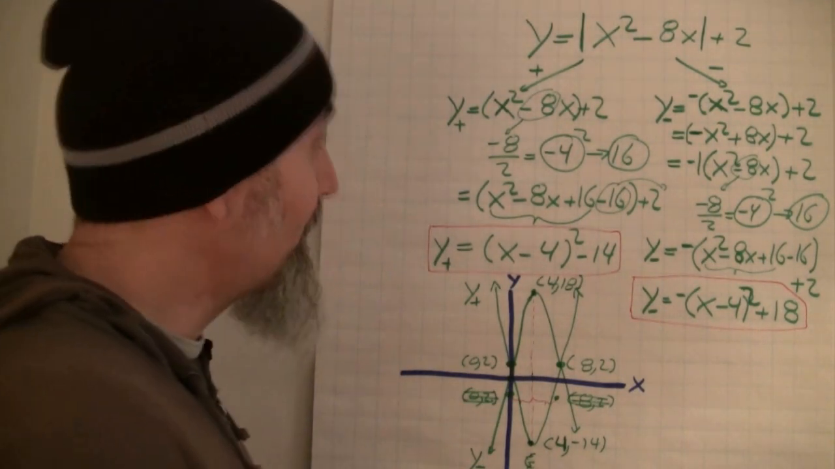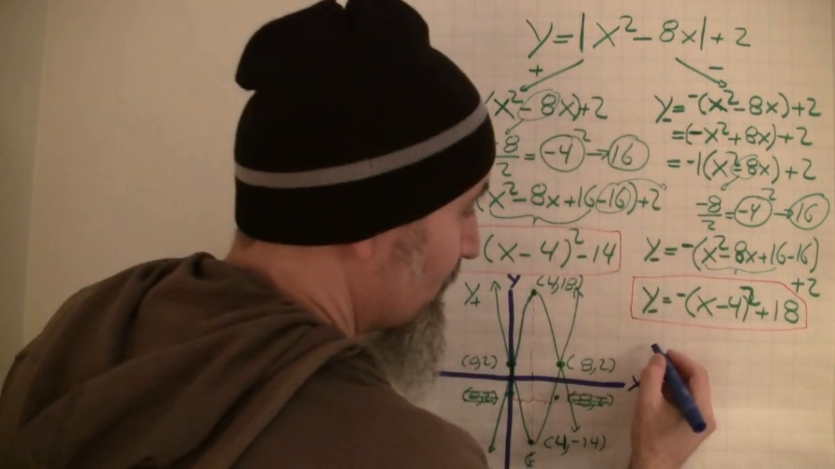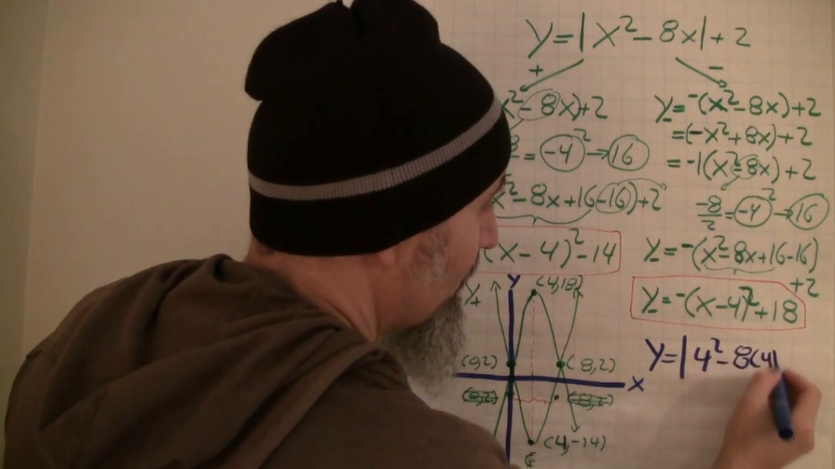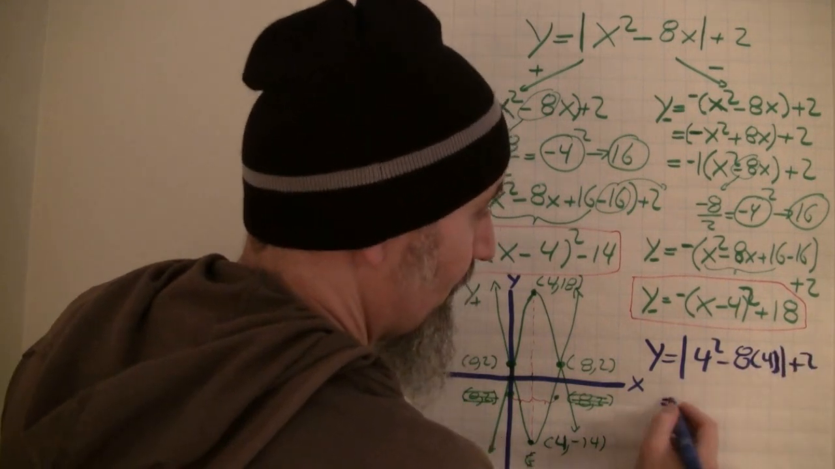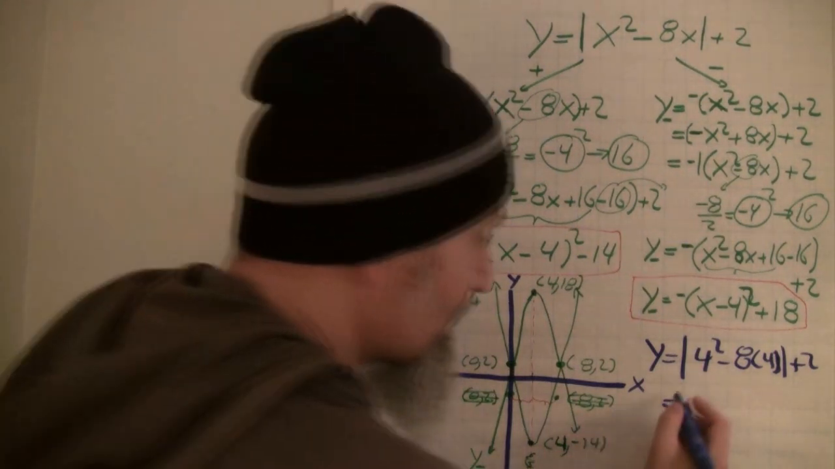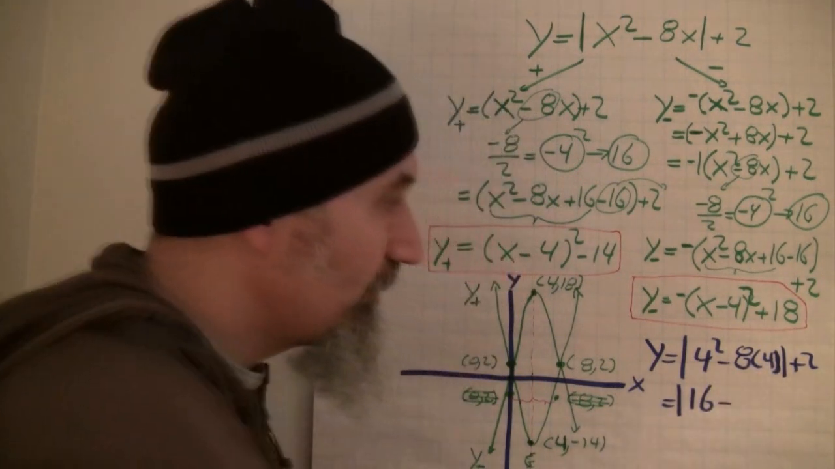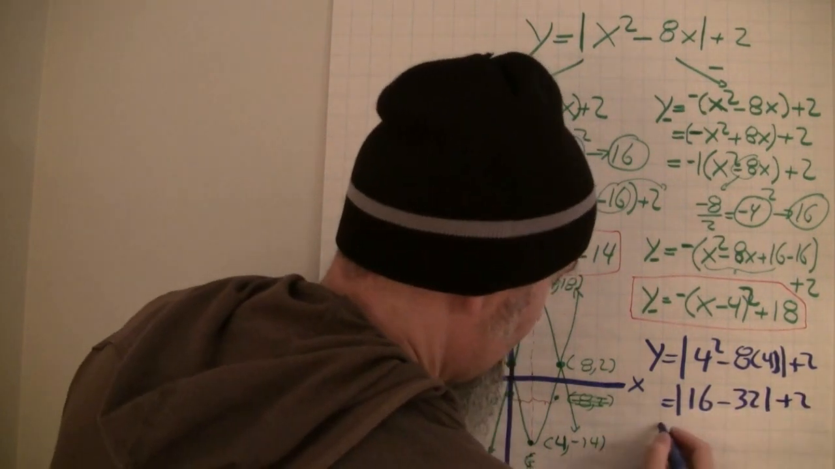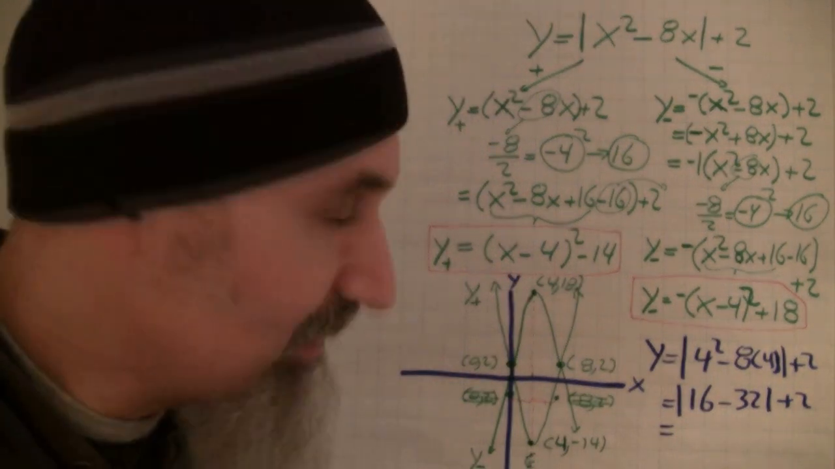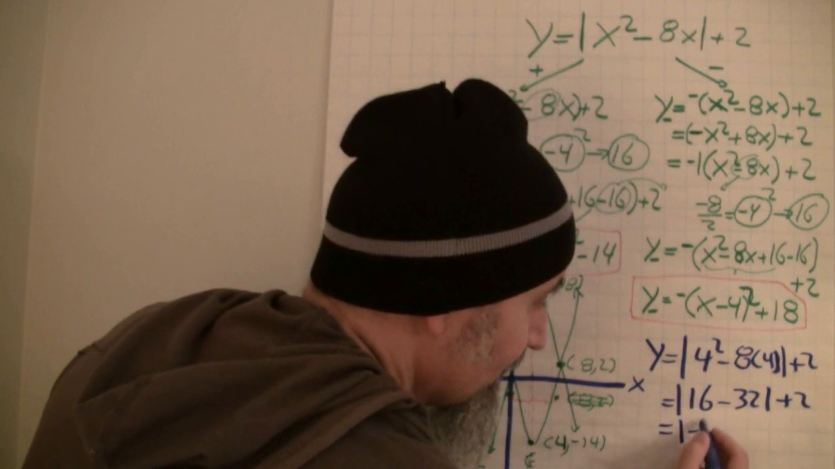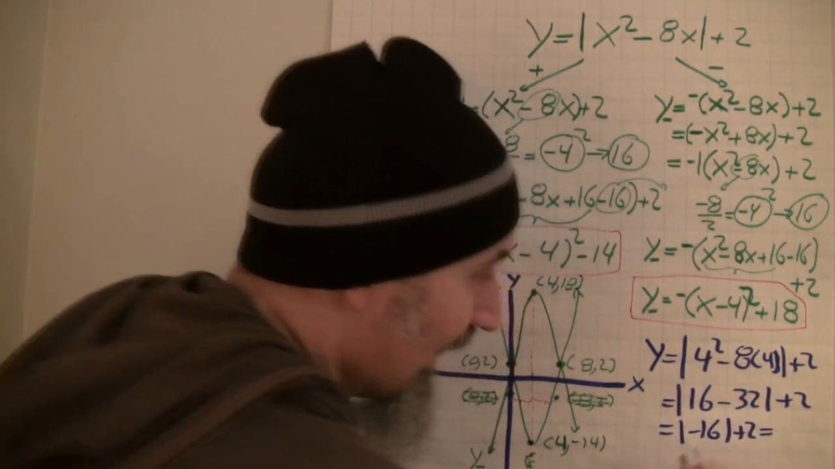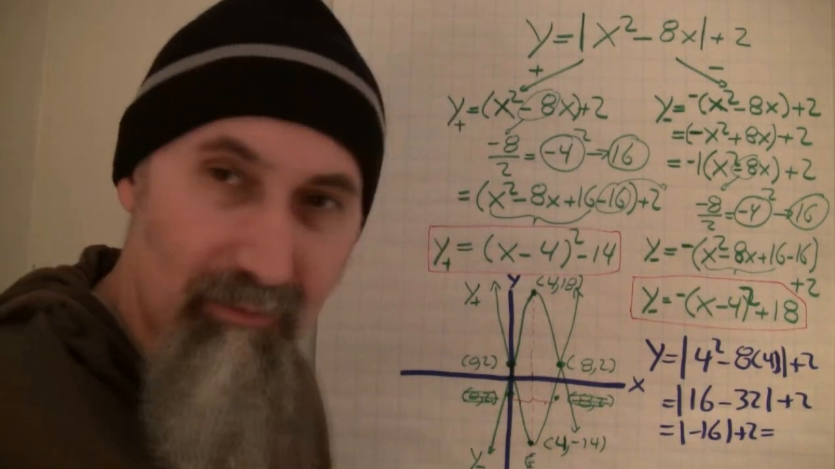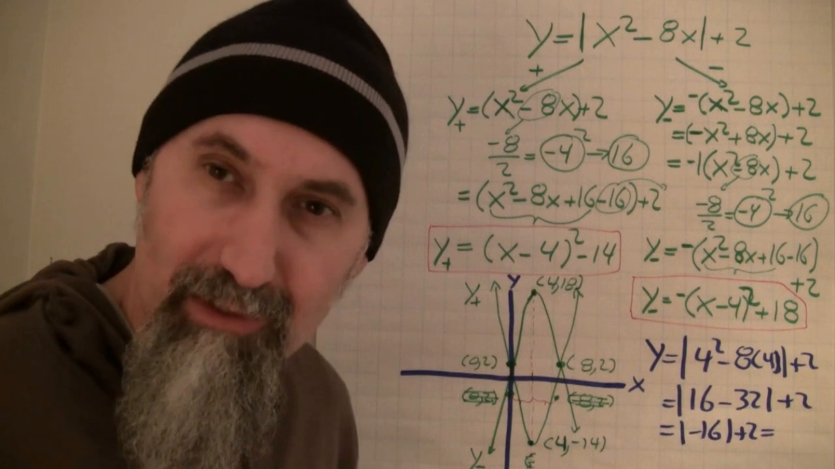So we're going to substitute 4 for x here, right? So we're going to have y is equal to the absolute value of 4 squared minus 8 times 4, plus 2. 4 squared is 16, right? So this is going to be the absolute value of 16 minus 4 times 8. 8 times 4 is 32, minus 32, plus 2. And 16 minus 32 is negative 16, right? So we got negative 16 plus 2. The absolute value of negative 16 is 16, right? Because as soon as we use this, the absolute value makes that number positive. So 16 plus 2 is 18, right?